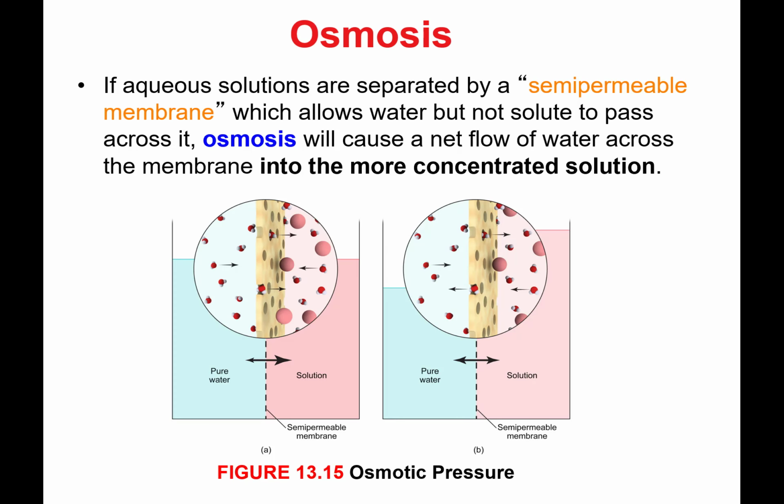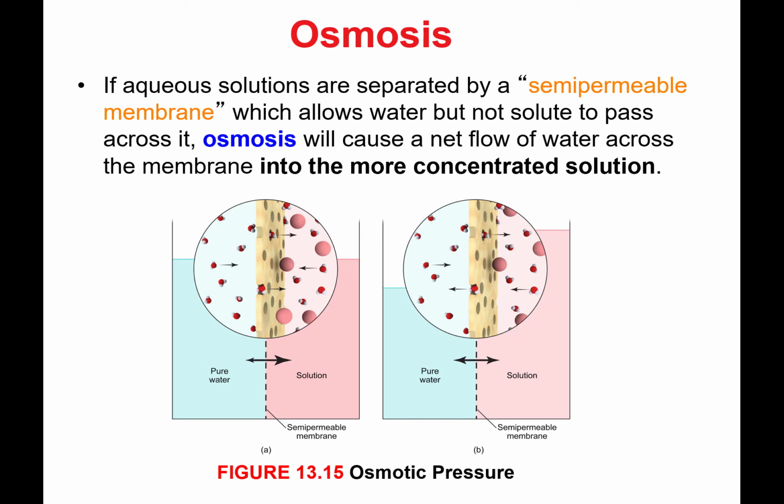The fourth colligative property is called osmotic pressure, and this is the concept of osmosis. So if you have two solutions separated by what's referred to as a semi-permeable membrane, then osmosis causes water to go into the more concentrated solution. A semi-permeable membrane is a special material. As you can see in the picture here, it has some small holes in it. And those holes are big enough to allow water molecules to go through, but solute cannot pass through. So only water can pass across this membrane.